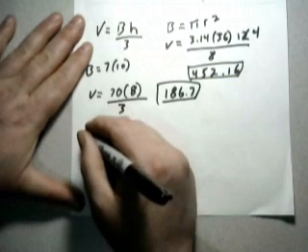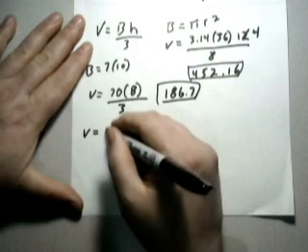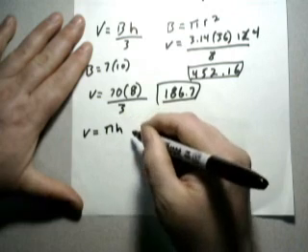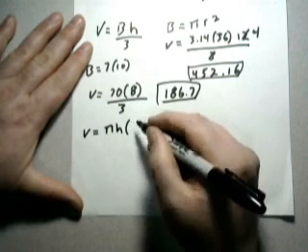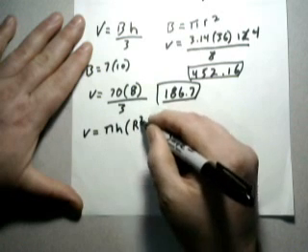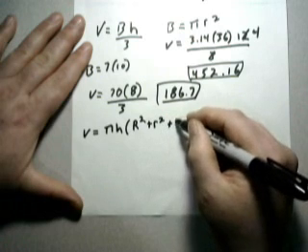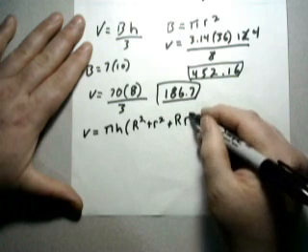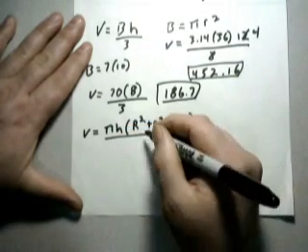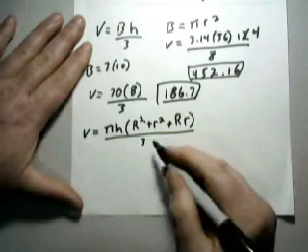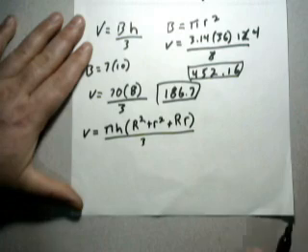The volume of a cone frustum is pi times the height, and this is just the regular height, times the big radius squared plus the little radius squared plus the big radius times the little radius, all of that divided by 3. You can take that out of the denominator and put a 1/3 right there if you want. It means the same thing.